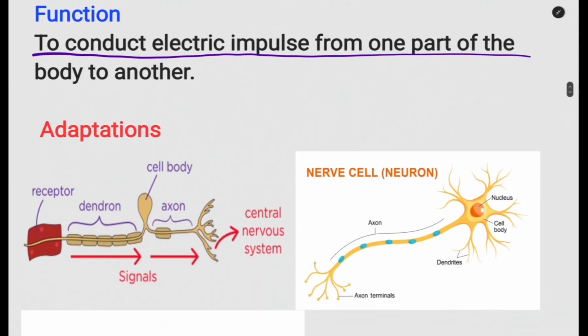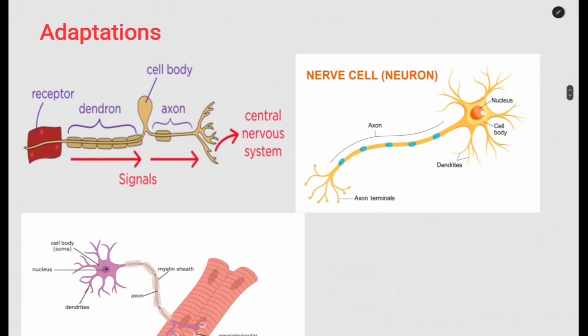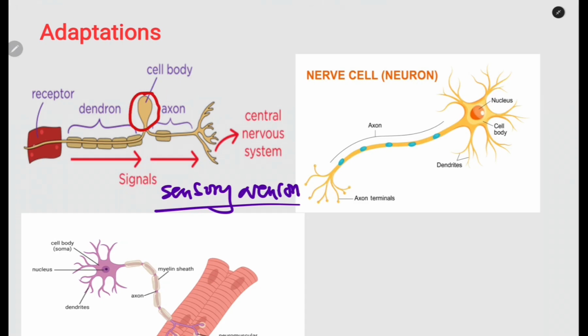Before we look at adaptations, what are the 3 types? We have 1, which is the sensory neuron. And you might be wondering, how am I able to identify that this is a sensory neuron? This one has the cell body on the side. Look at this, it's coming from here. Then the cell body is from the side.